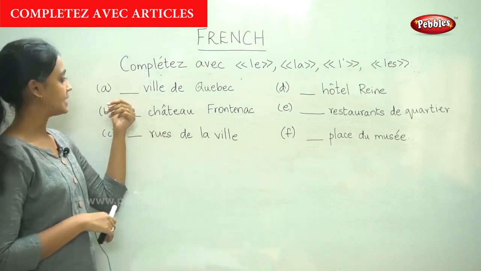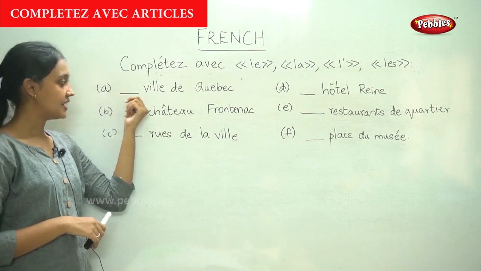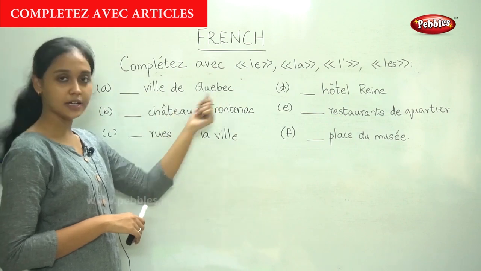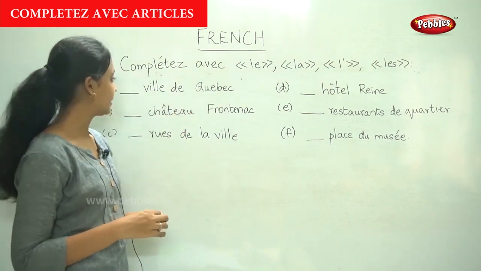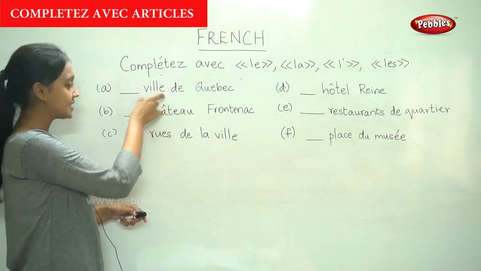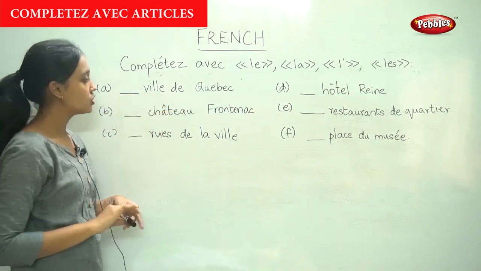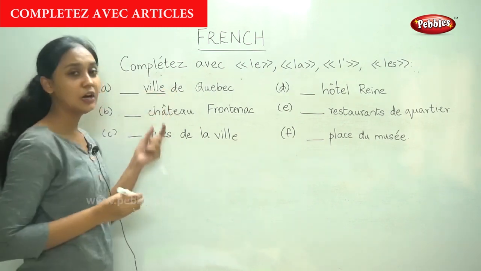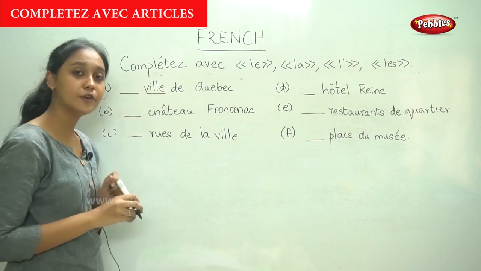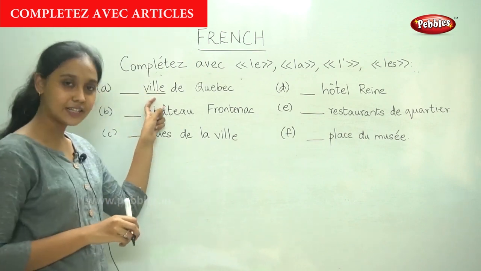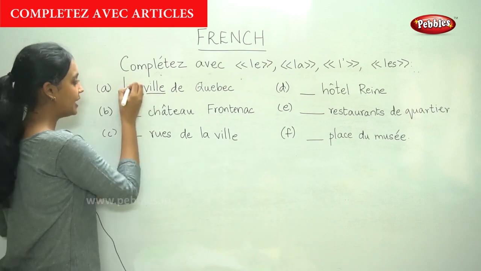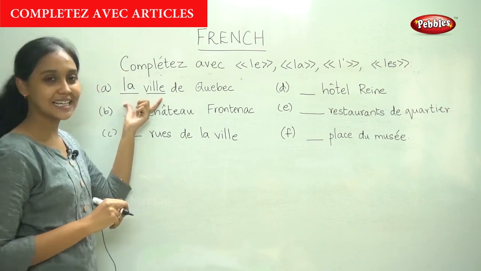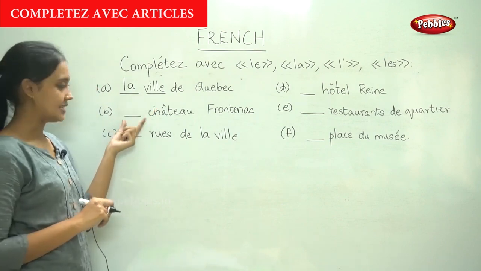So the first phrase: dash ville de Québec. Now what we have to consider here is only the noun that comes after the blank. The noun here is "ville." Ville means city. Now is this in the masculine or feminine form? It is feminine. So we write "la." "La ville de Québec." Is that clear?